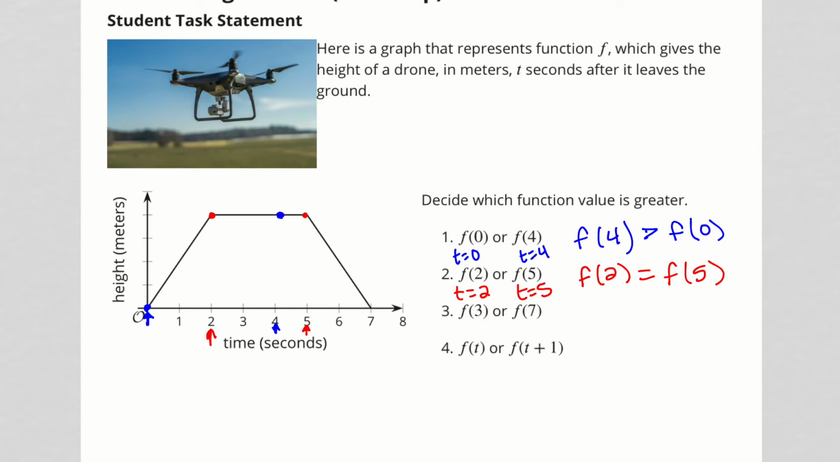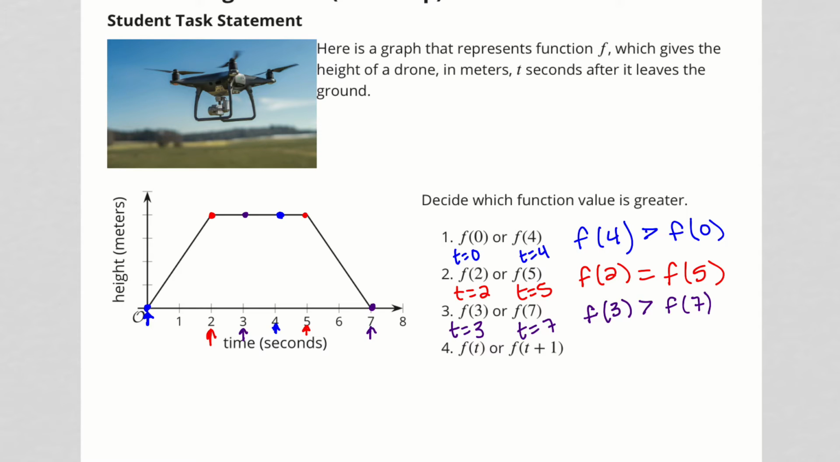We have t equals 3 and t equals 7. At t equals 3, I'm going to go up and see that I have this height. And then at t equals 7, I have this height, which should be 0. So which one's bigger, 3 or 7? 3. So my function at 3 seconds is greater than my function at 7 seconds.